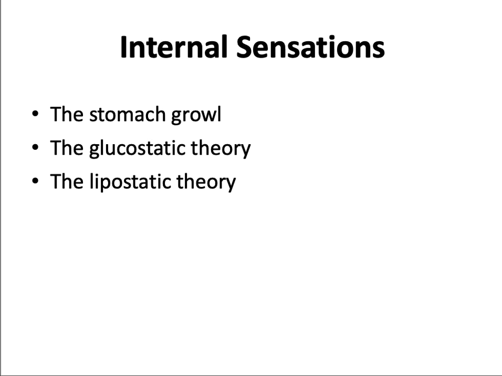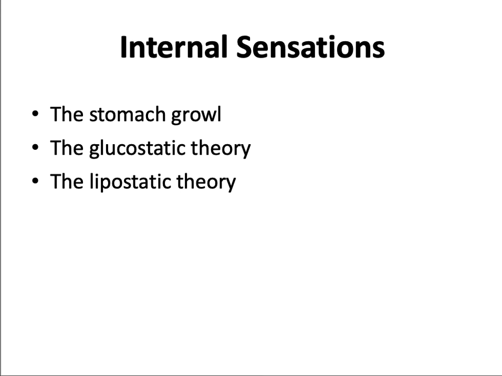The glucostatic theory proposes that the bloodstream is monitored for its glucose levels. Because glucose is the primary fuel for metabolism and is especially crucial for neuronal activity, it makes sense for animals to become hungry when they are deficient in glucose.